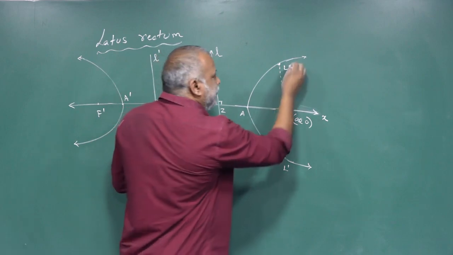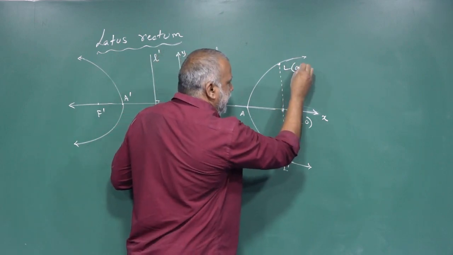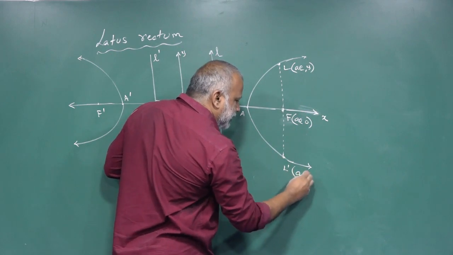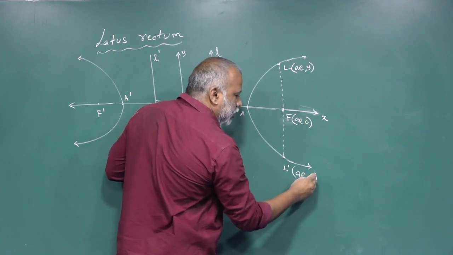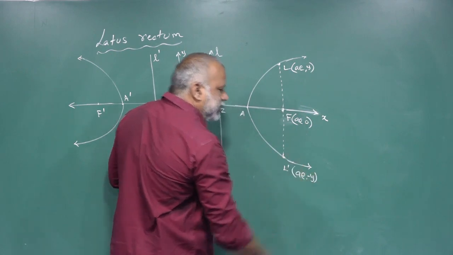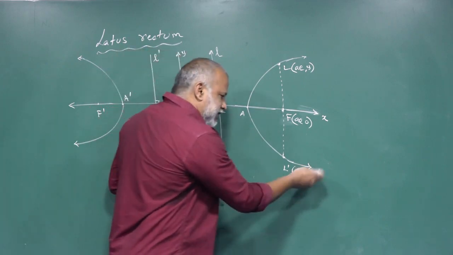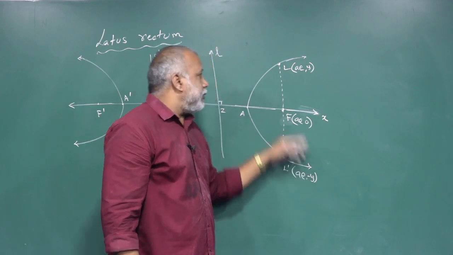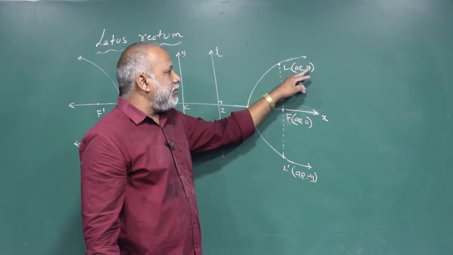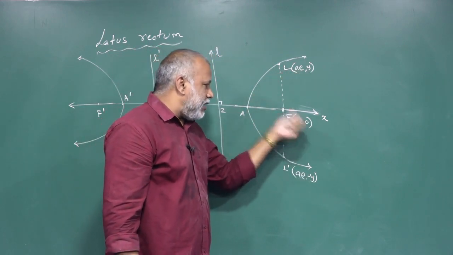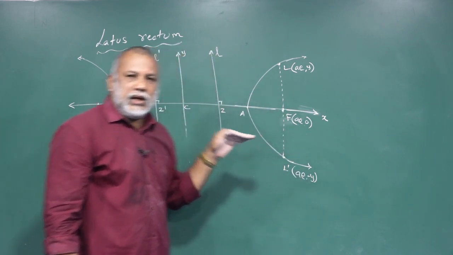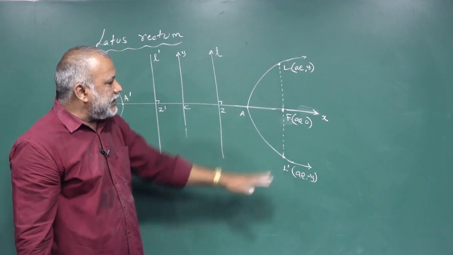You know the value of L. X must be AE only. Then Y is unknown. Here also X must be AE, Y is unknown. But Y will be the negative value. So initially here Y must be positive, and here Y must be negative. That means L is (AE, Y). Here F is (AE, 0). Here L dash is (AE, negative Y). So this is the diagrammatic explanation about the latus rectum.